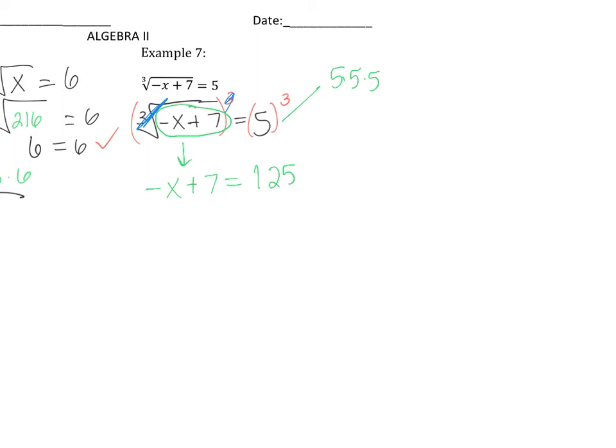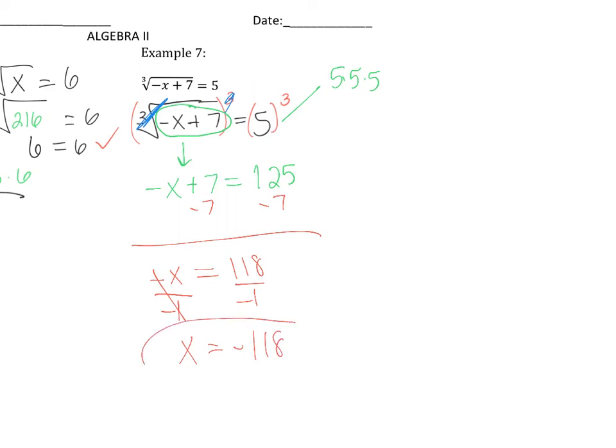Two-step equation, okay? We need to get positive x by itself. So what I'm going to do is subtract 7 from both sides first, and I'm left with negative x equals 118, okay? But I can't have a negative x, so I need to divide each side by -1 in order to get these negatives to disappear. So now I'm left with x equals -118. Okay, so this is my answer, but I need to check to make sure I was correct.